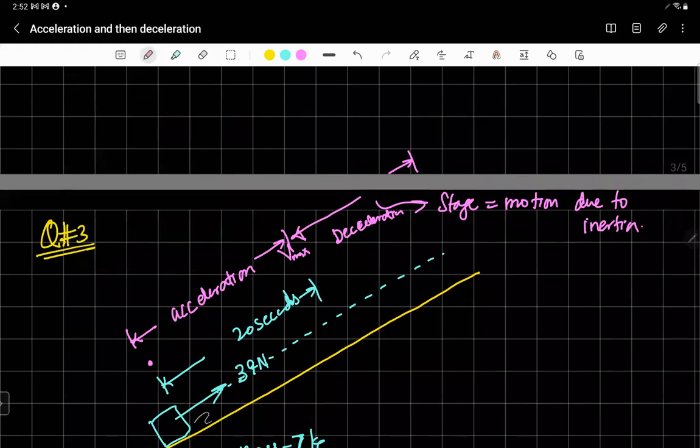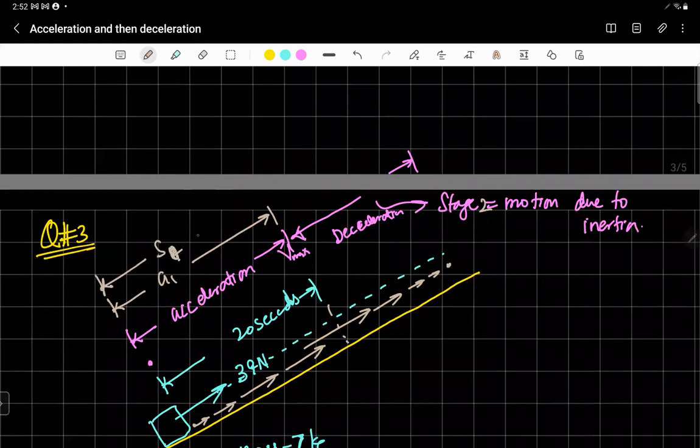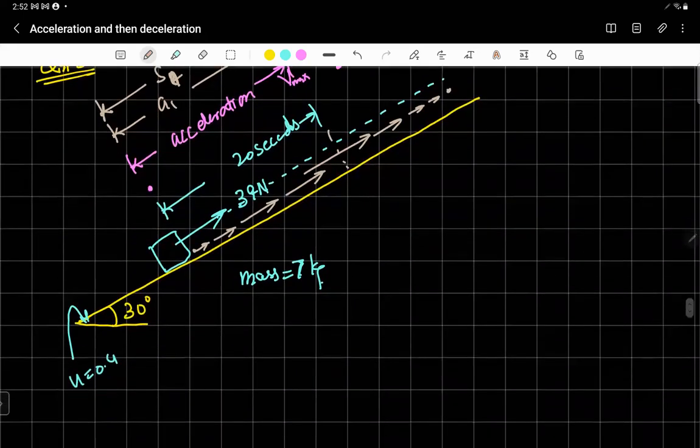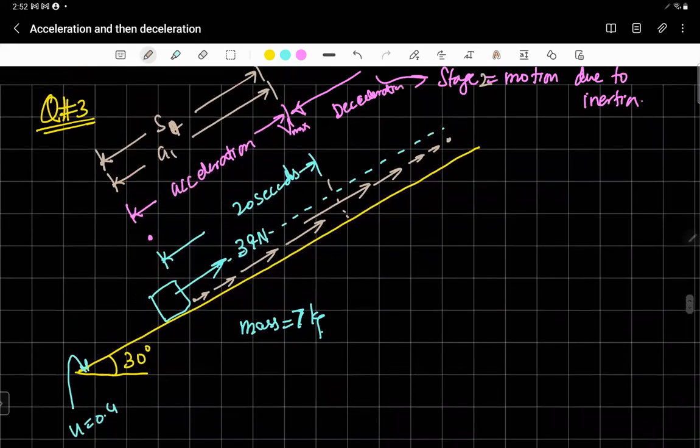So over here, I draw the velocity vector. It's longest at t is equal to 20, then it'll start decreasing again, becoming 0 at the end of stage number 2. So this is stage 2, and this is stage 1. Its acceleration is a1, its displacement is s1. Let's do calculations to find this.